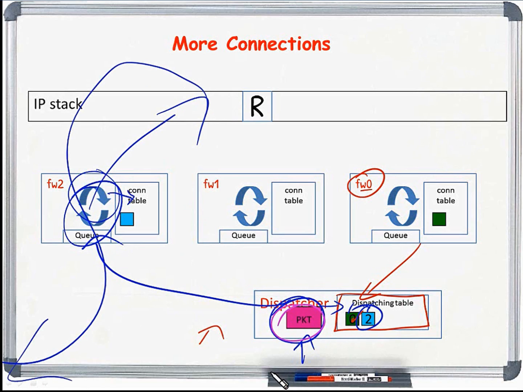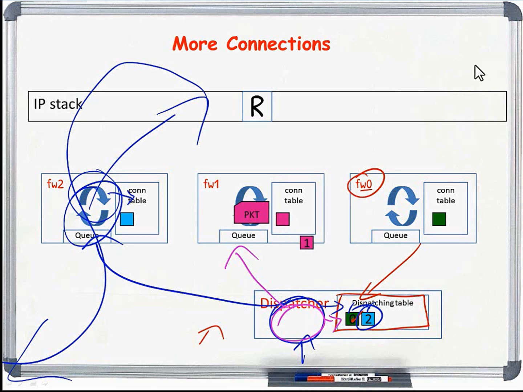Next, another packet comes into the dispatcher. The dispatcher looks in the dispatch table. Is that packet in the table? No, it's not in the table. So let's assign it arbitrarily. I'm going to assign it to Firewall Worker 1. Firewall Worker 1 looks in the rule base. There is a rule allowing that traffic.